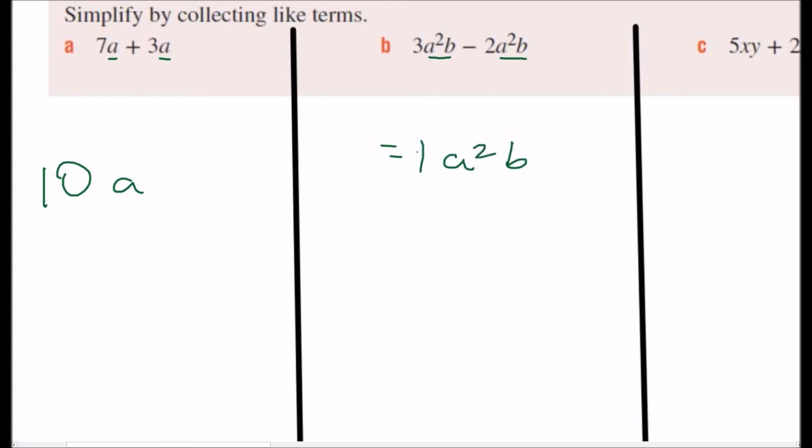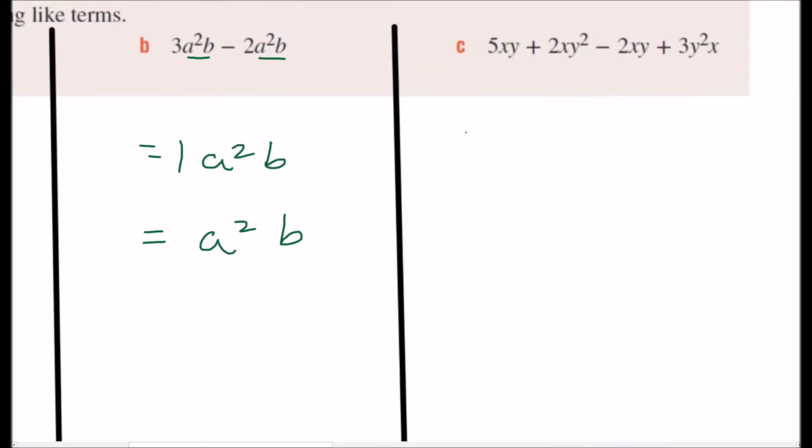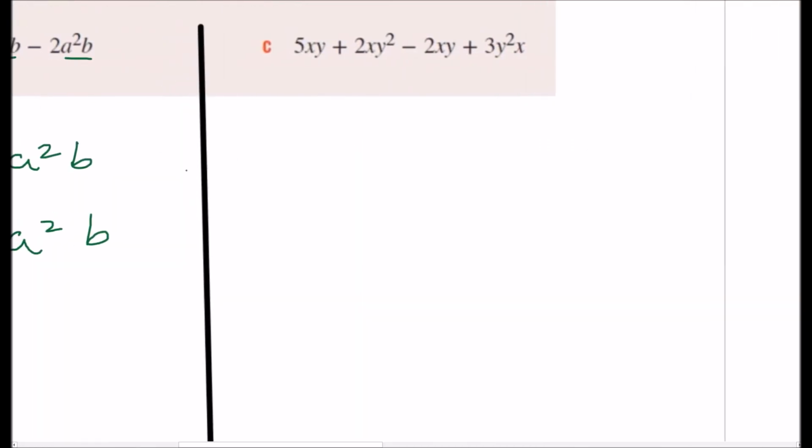Now remember, when there's a 1 in front of the a squared b, you can just leave it as a squared b. You don't have to put that 1 in there. Next, put the like terms together here.